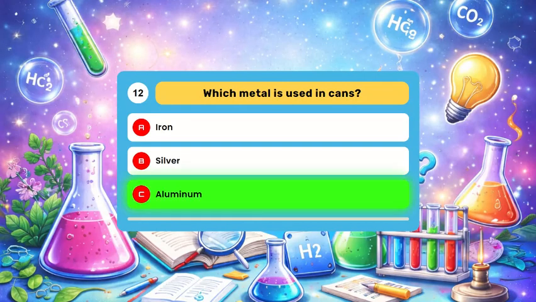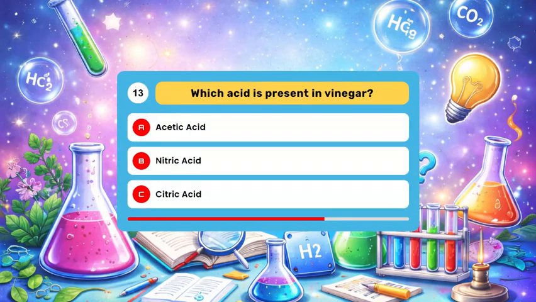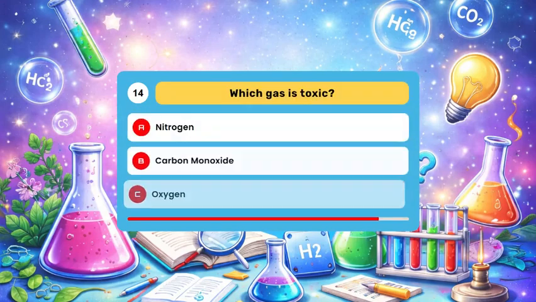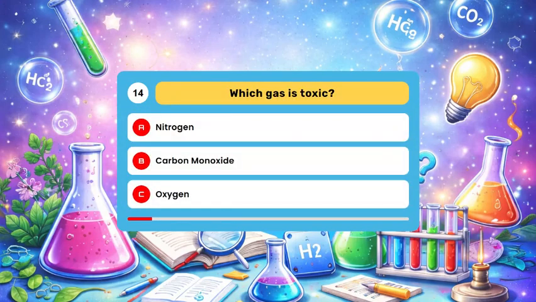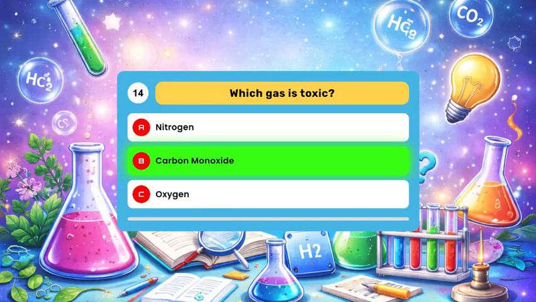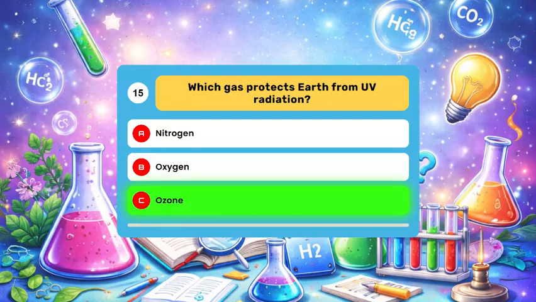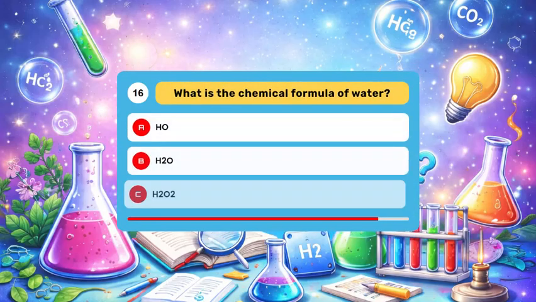Aluminum. Which acid is present in vinegar? Acetic acid. Which gas is toxic? Carbon monoxide. Which gas protects Earth from UV radiation? Ozone. What is the chemical formula of water?